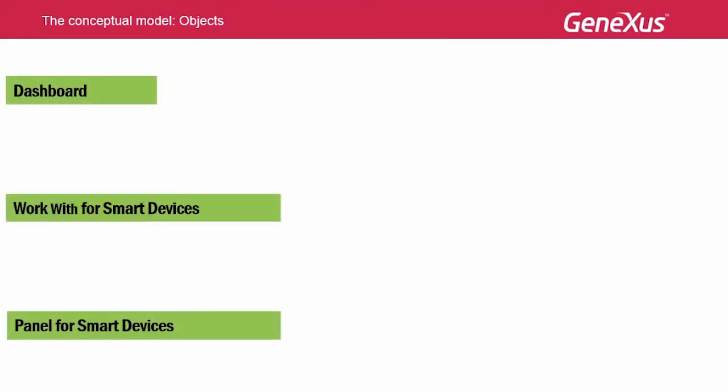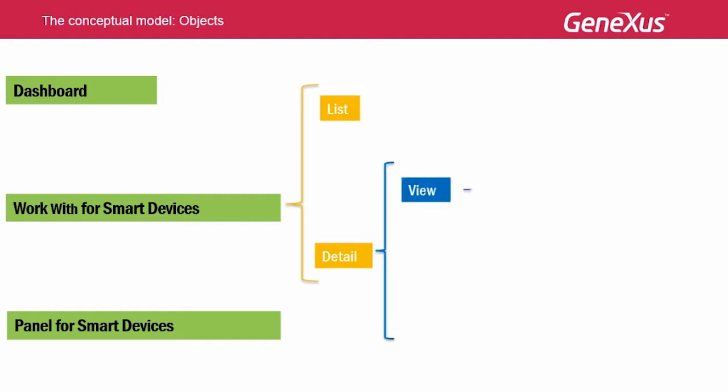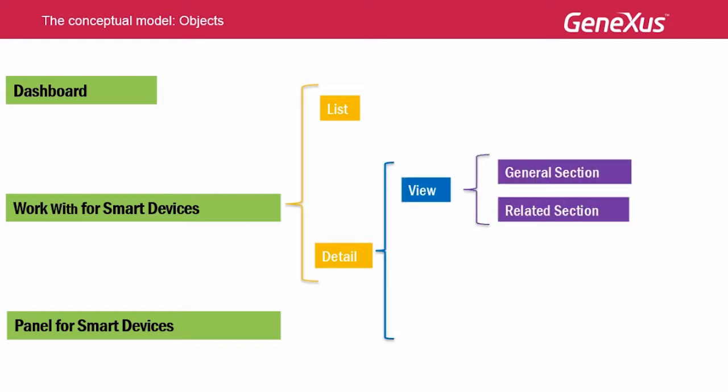To sum up, we have these 3 types of objects where the work with smart devices encapsulates the list and the detail. At the detail level, it encapsulates the screens to view general and related information, and the addition screen, CRUD, of general information for CRUD operations.